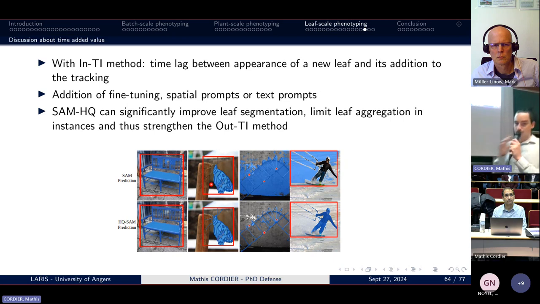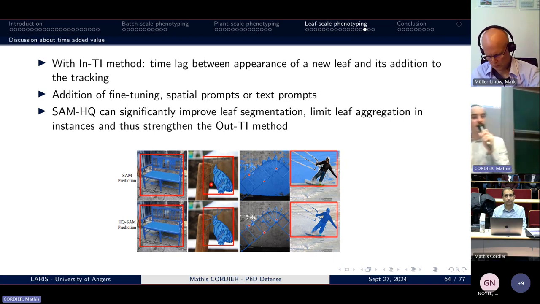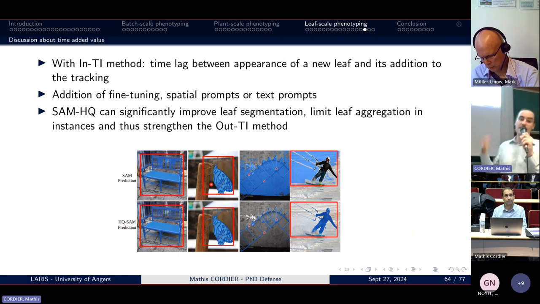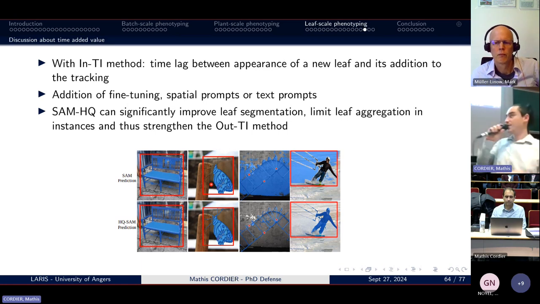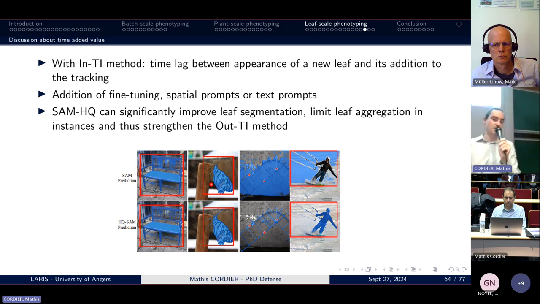And finally, we can say that with high quality segmentation, we expect that we can significantly improve leaf segmentation. And in this case, we will be able to limit leaf aggregation in instances, and at the end, be able to strengthen the method detecting new objects outside the tracked instances, which is theoretically the more logical.